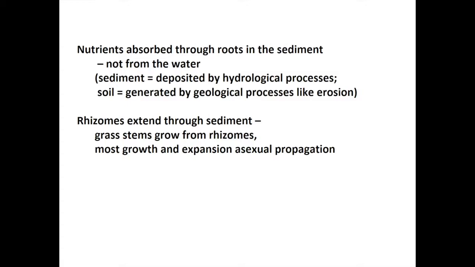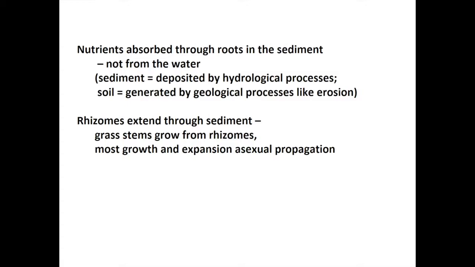So let's talk a little bit more about what plants need to grow. They need nutrients like nitrogen and phosphorus to grow and build more tissues. The nutrients that they use are absorbed through their roots in the sediment, not from the water. A lot of people wanted to know what's the difference between sediment and soil. Sediment is deposited by hydrological processes. Soil, on the other hand, is generated by geological processes, like erosion. So the sediment that salt marsh grass is in has been moved there from elsewhere by rivers and streams or waves in the seawater. It was made elsewhere and deposited there.